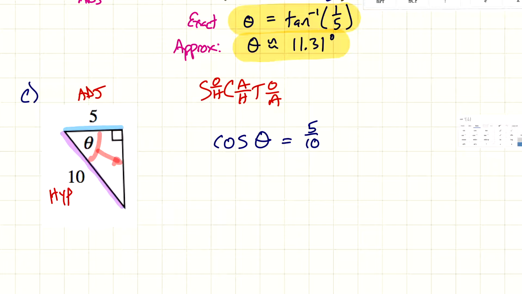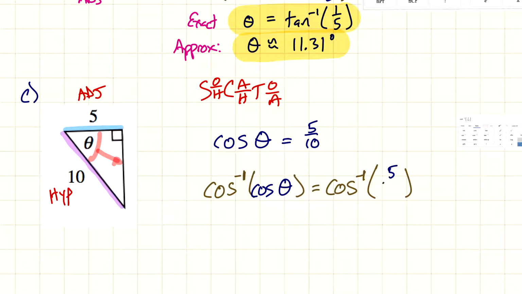So since this is cosine, the inverse of cosine is going to be used. Right? So we just have to copy the same ratio, just make it an inverse. Again, that's with the little -1. And I'm going to copy cosine of theta and 5/10. Which then leaves us with theta equals inverse cosine. If it's an inverse cosine or tangent, or inverse anything, you need to make sure you say the word inverse when you describe it. That way it's very clear which one you're using.